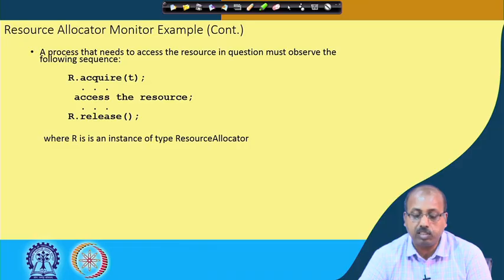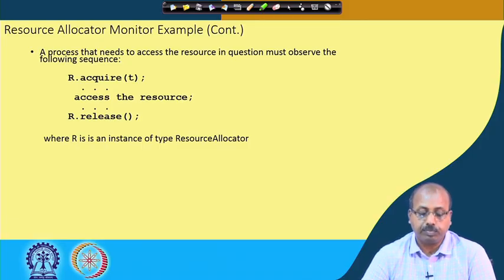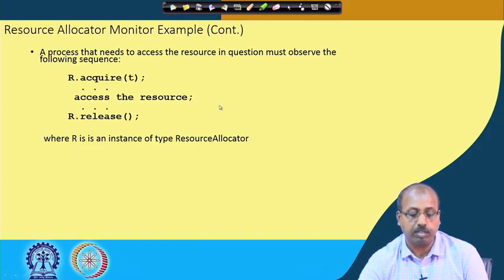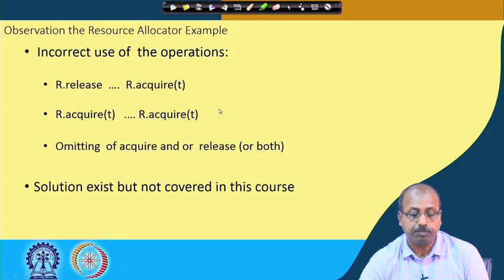So, a process that needs to access the resource in question must observe the sequence like this: r dot acquire t. So, it will be trying to acquire the resource, then access the resource, then r dot release. So, it will try to release the resource. That way it can call those acquire and release functions from the resource allocator monitor, and accordingly it will be executing them. So, we can have this resource allocator implemented by means of a monitor.